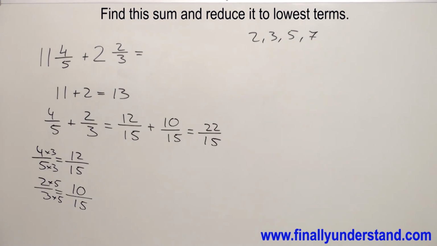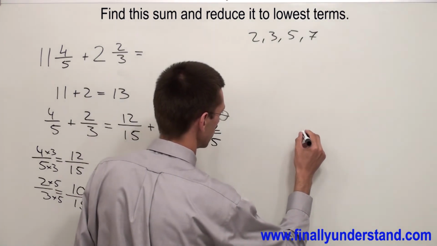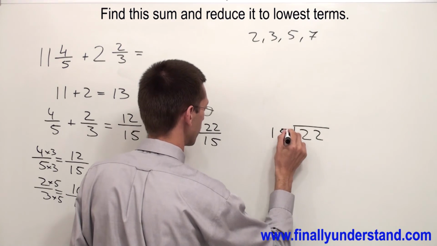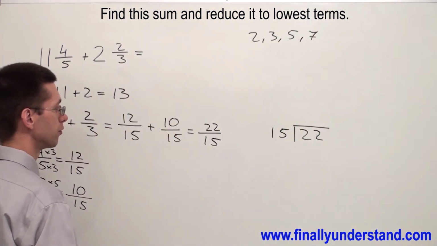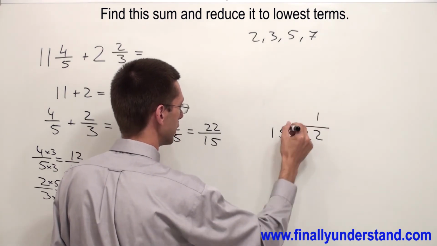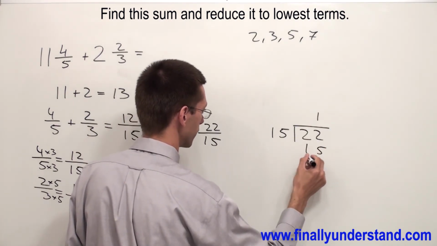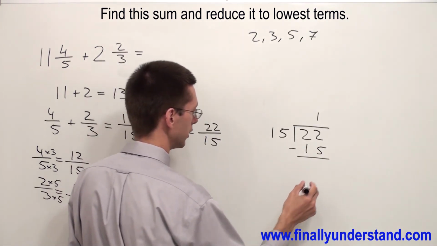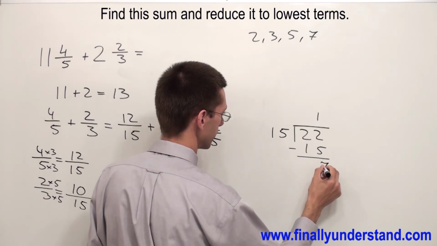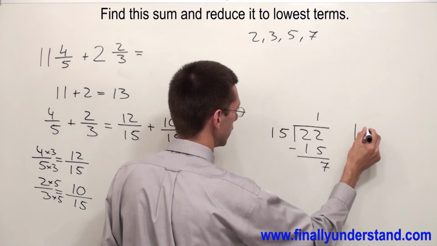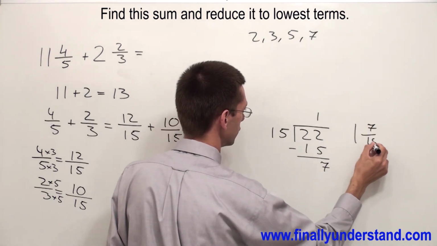We prefer to convert improper fraction to the mixed number. Simply, we have to divide 22 by 15. Now, how many times 15 goes into 22? Once. 1 times 15 is just 15. Subtract. 22 minus 15 is 7. Okay? So, my answer is 1 and 7 over 15.